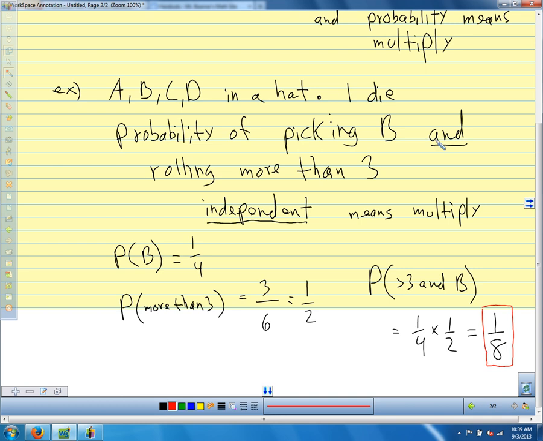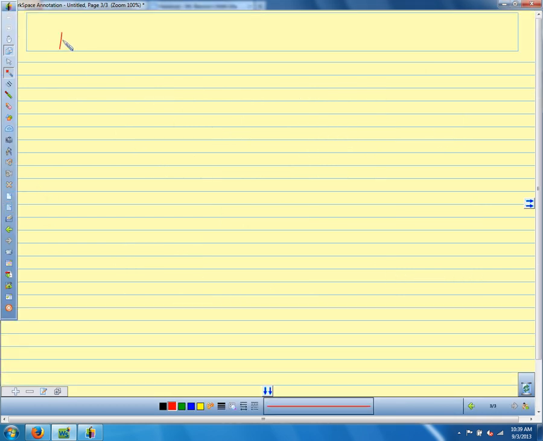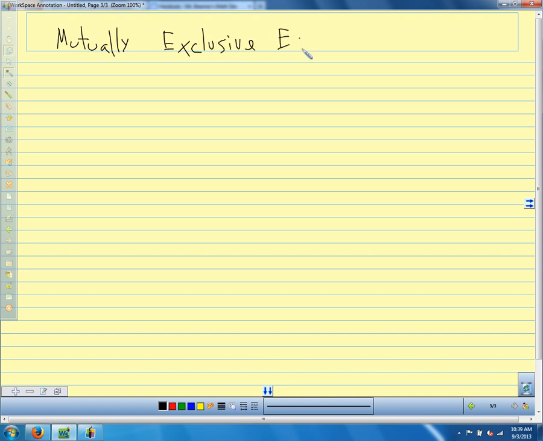All right. Let's talk about another kind of event. And then we'll calculate another probability. Mutually exclusive events. You'll see this come up every once in a while. It's more of a vocabulary word than anything else. Mutually exclusive events mean they cannot happen together.